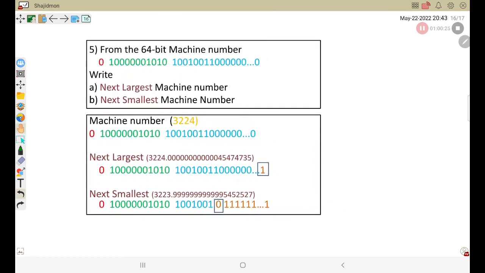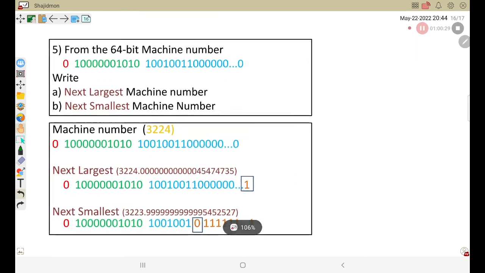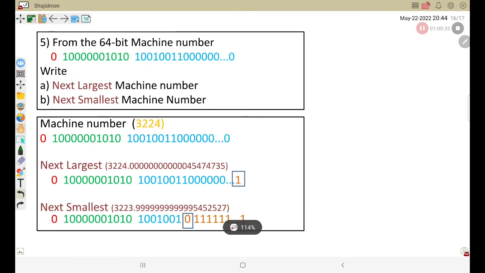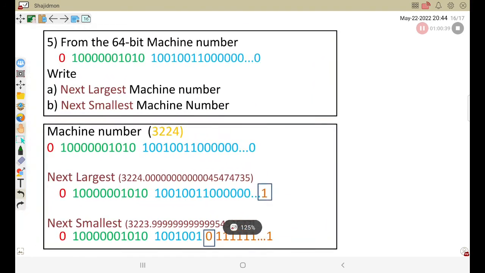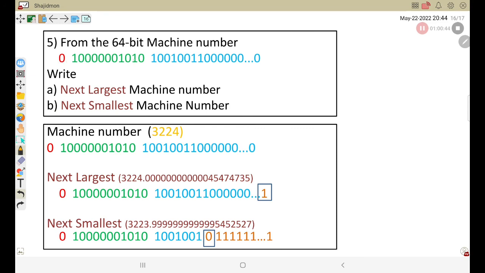Question number 5. You can read this question. This is an important question. A 64-bit machine number is given, 0, 1, 0, 0 like that, then 52 bits. What is the question? Write the next largest machine number and the next smallest machine number.